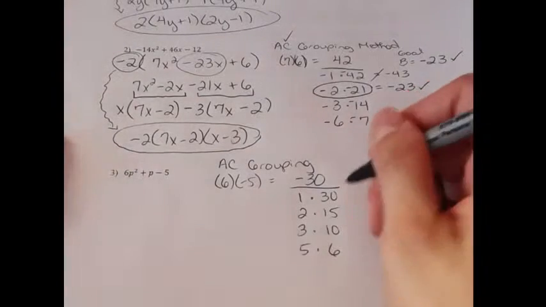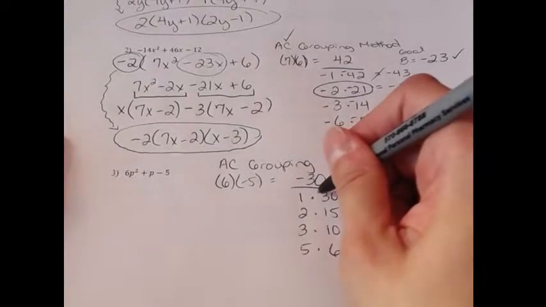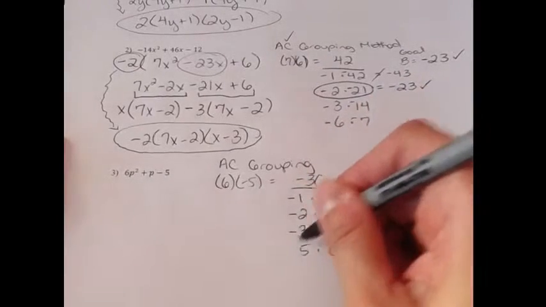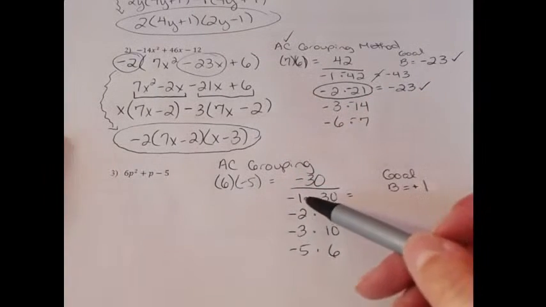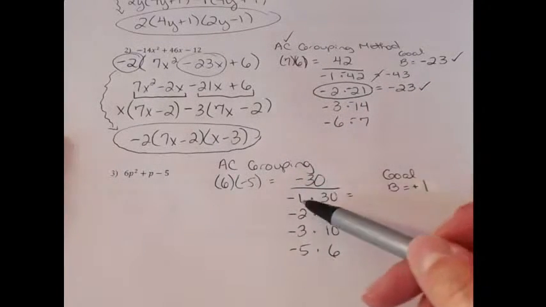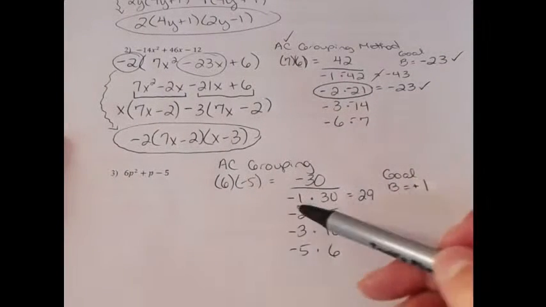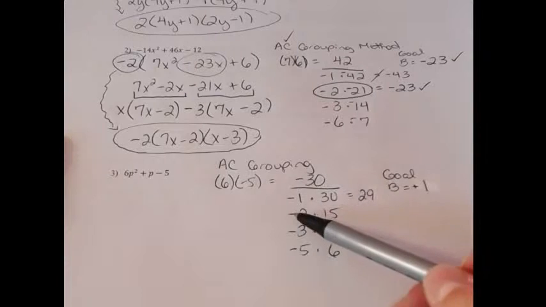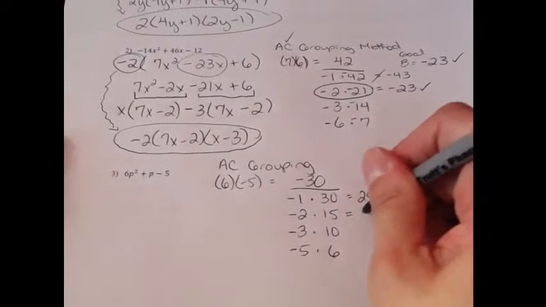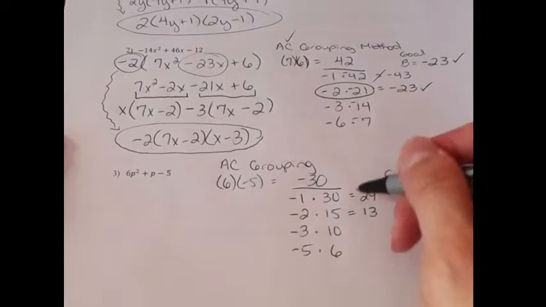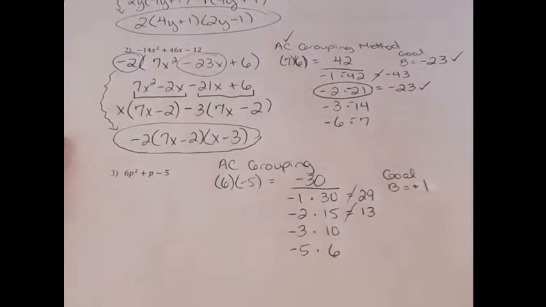So what that implies is that my larger number needs to be positive and my smaller number needs to be negative. So negative 1 times 30 is negative 30, but negative 1 plus 30 is positive 29. Negative 2 times 15 is a negative 30, but negative 2 plus 15 is positive 13. See how we're not finding that 1 yet? We're not getting there yet.